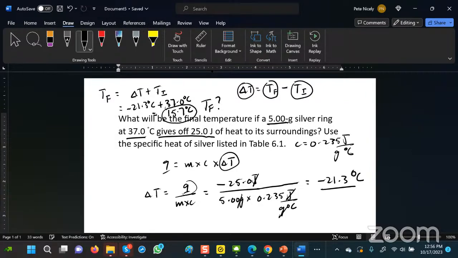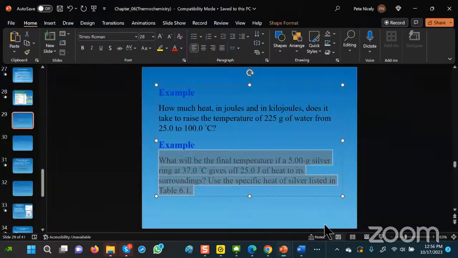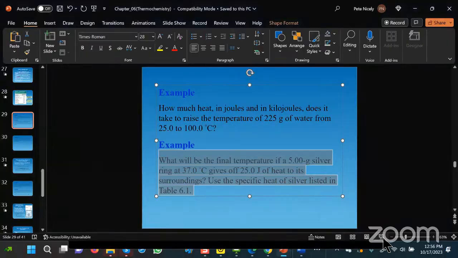And of course, it makes sense. The final temperature is going to be lower because the ring is losing heat, all right? Okay, any questions about this example? Any questions? Okay, let's go back to the PowerPoint.